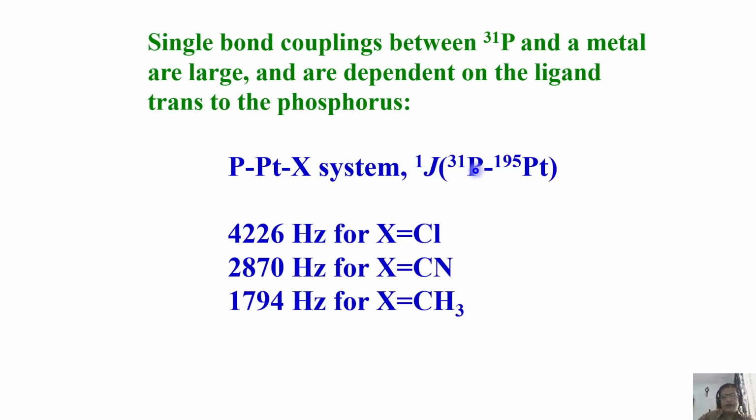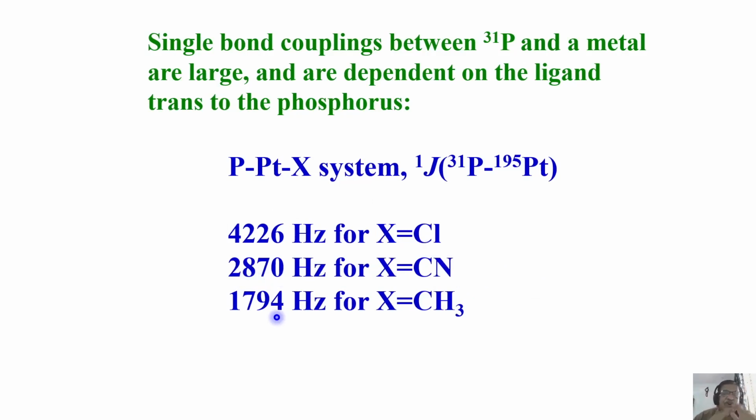In the case of platinum, I consider a system like this: phosphorus, platinum, X. We can look at the platinum to phosphorus coupling. See, phosphorus is a spin half nucleus. If I look at the coupling between phosphorus and platinum, depending upon the substituent X, if it is chlorine, it can be of the order of 4.26 kilohertz. And if X is a CN group, it is close to 2.9 kilohertz. That is the order of coupling.